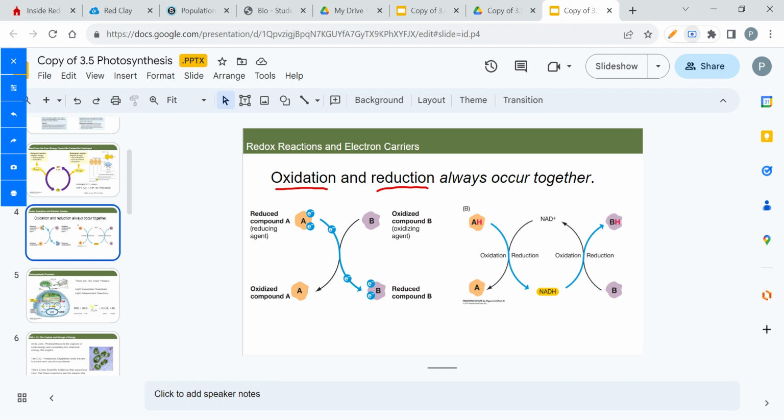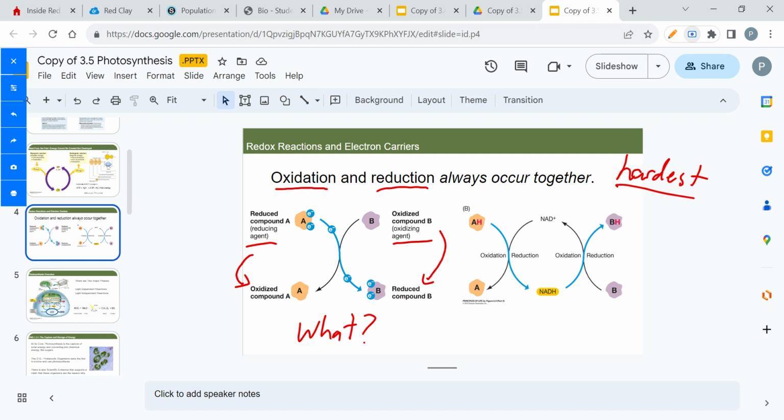And oh my gosh, this is one of the hardest things to wrap your head around. Even I bumble around with this sometimes. You'll have what's called a reducing compound and then an oxidizing compound. And then what happens is that the reduced compound becomes oxidized while the oxidized becomes reduced. And you're thinking to yourself, what? What did he just say?